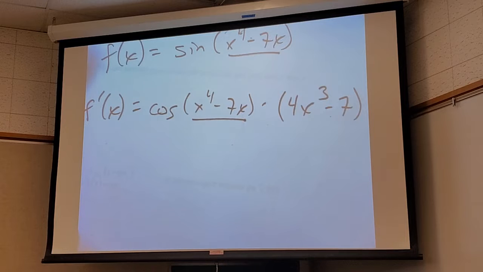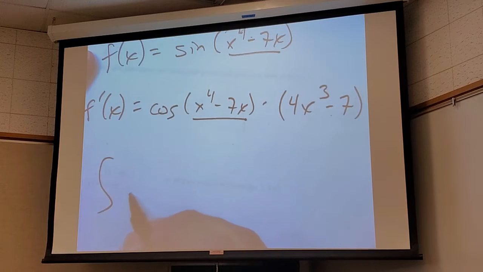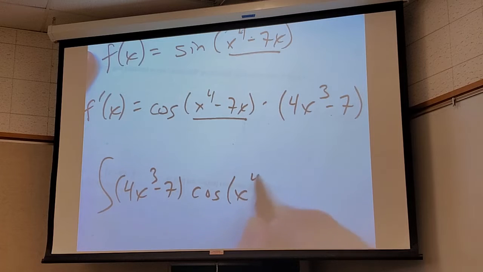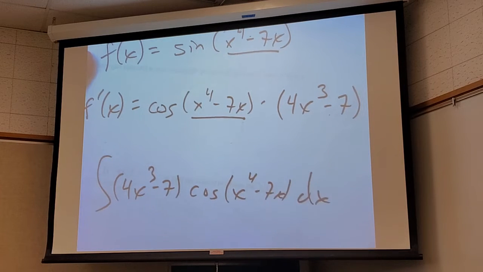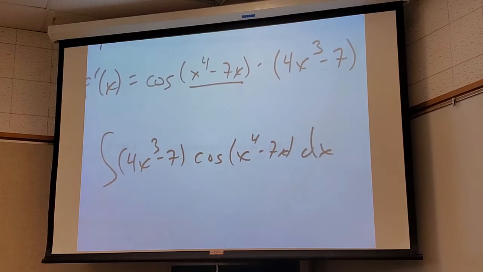So now we are looking at, what if I had the integral of 4x cubed minus 7 times cosine of x to the 4th minus 7x? What if I had to do that integral? Well, what's the inside function? What's inside something else? x to the 4th minus 7x. Is its derivative in there also? Yes, and I really, really want you to understand.